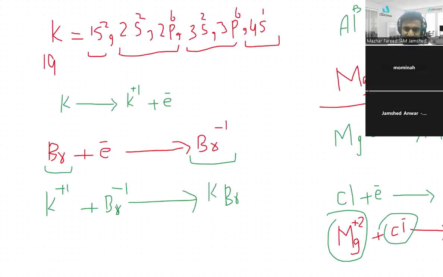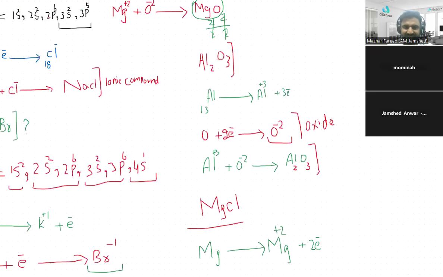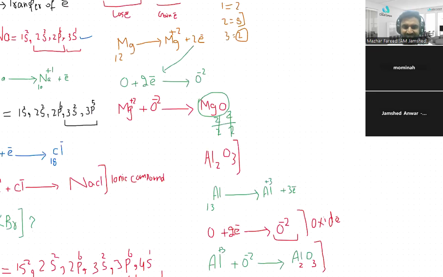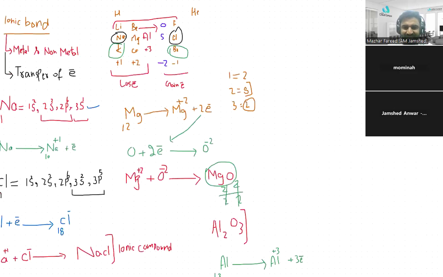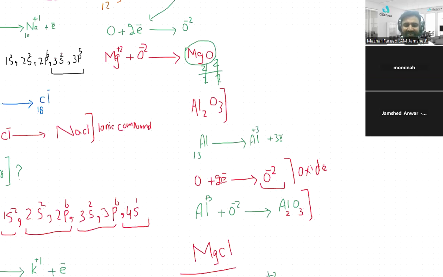Then we check the example of magnesium oxide. Magnesium has the ability to lose electrons. Oxygen has the ability to gain 2 electrons. It becomes magnesium oxide. Then we check the example of aluminium oxide.